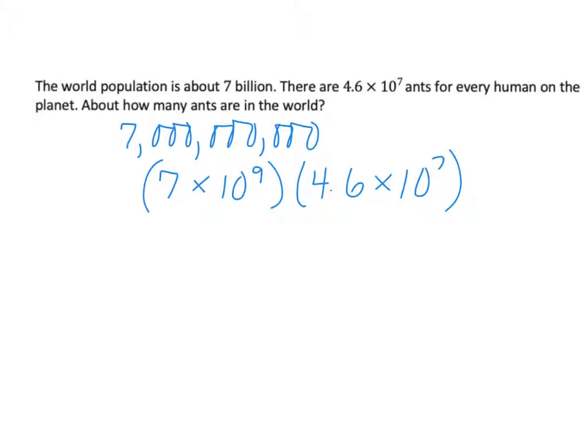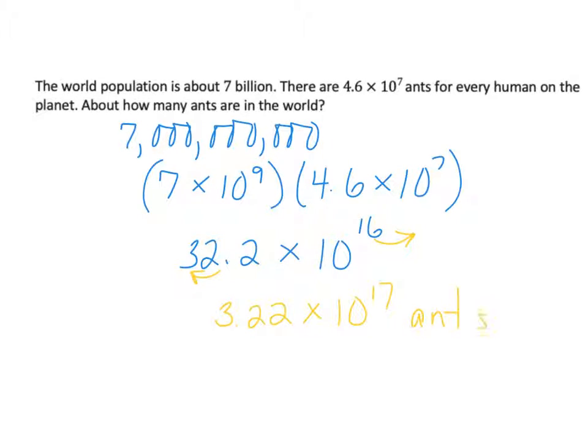So if I do 7 times 4.6, I get 32.2, keep my base, add my exponents, to the 16th. Need to shift this, 1 to the left, 1 to the right, makes it 3.22 times 10 to the 17th ants. That is a lot of ants. I think they're all in my garden.